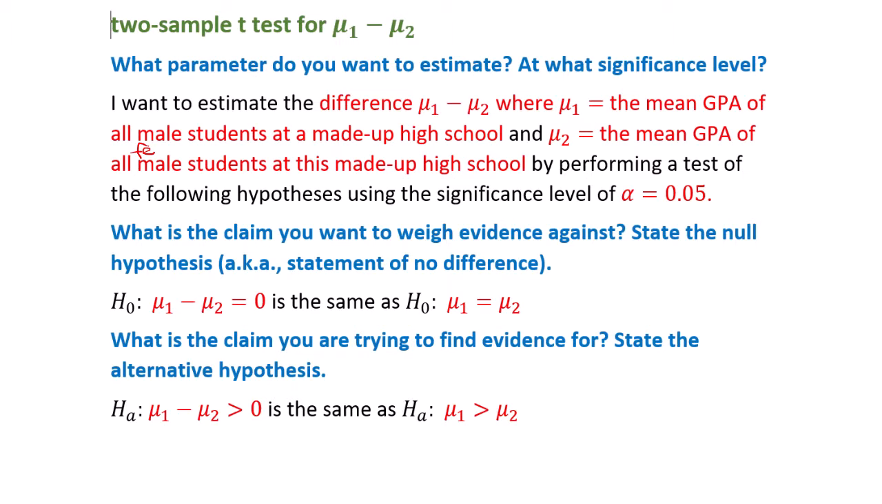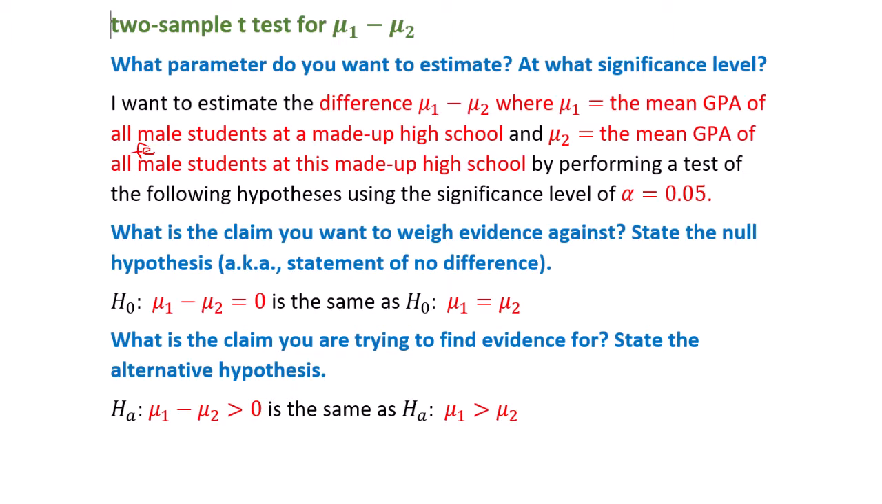What is the claim you want to weigh evidence against? State the null hypothesis, also known as the statement of no difference. The null hypothesis is that the difference in population means is 0. Another way you can state this is by saying the mean GPA of all male students is equal to the mean GPA of all female students.